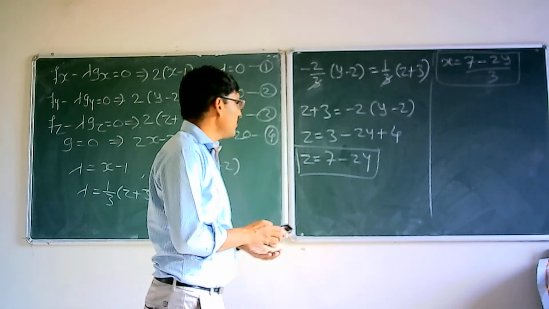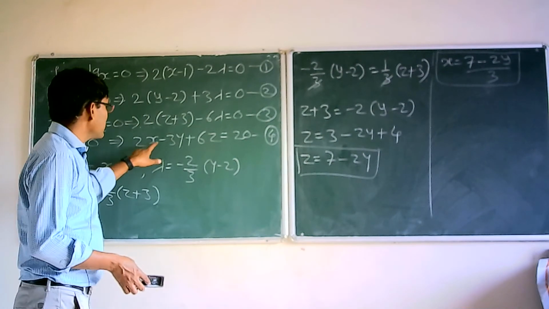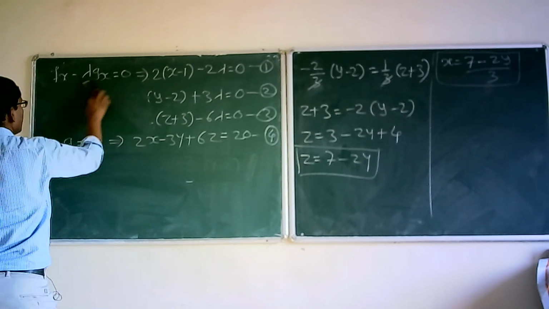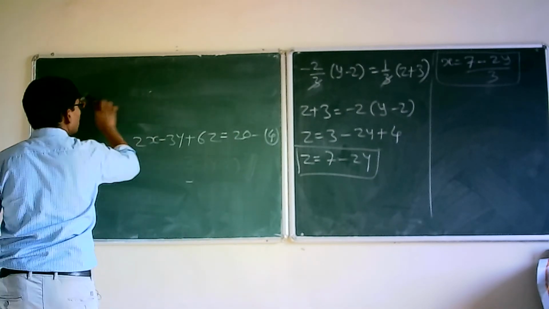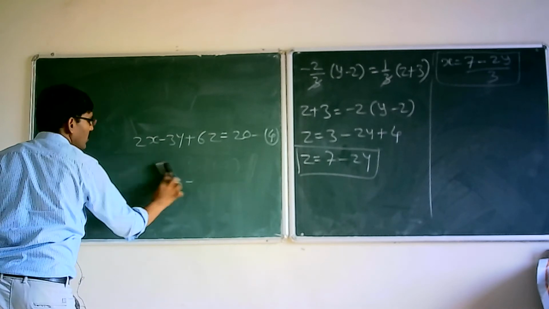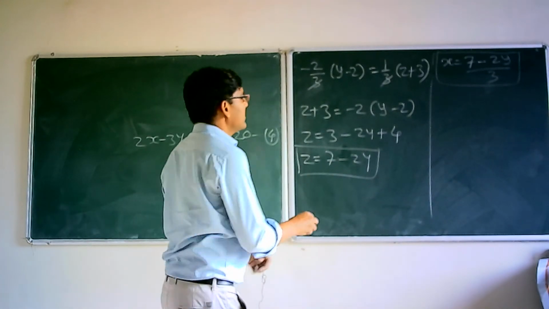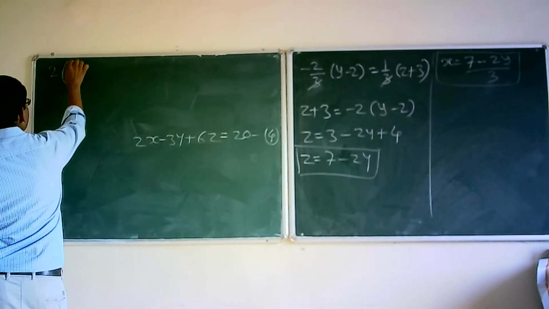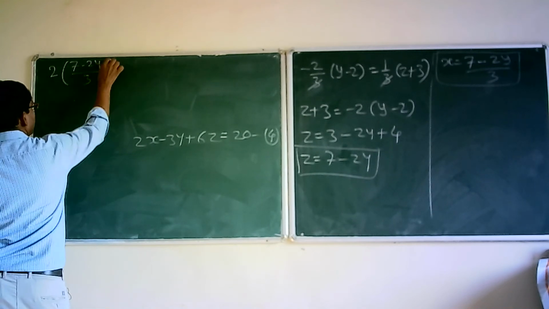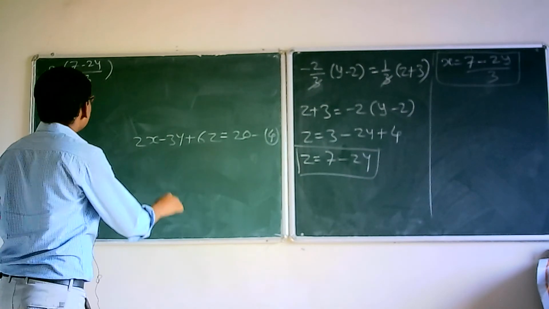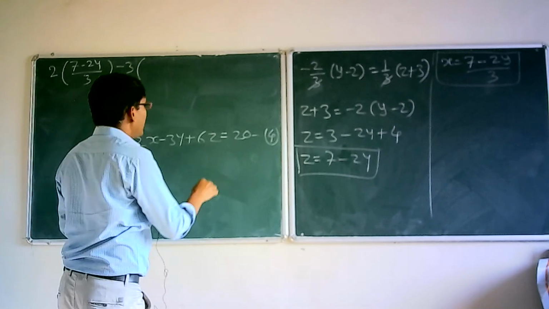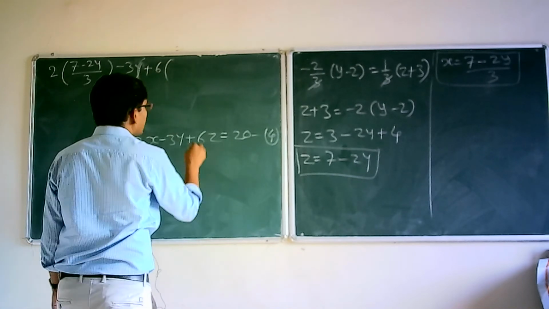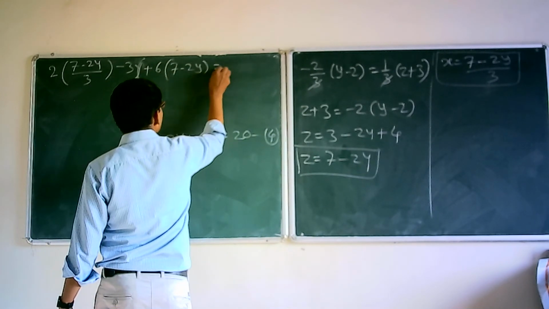Now use equation number 4. What is equation number 4? Twice x minus 3y plus 6z is equal to 20. So if we use this equation, twice x, where x is equal to 7 minus 2y divided by 3, so 2 times 7 minus 2y divided by 3, minus 3y as it is, plus 6z, where z is 7 minus 2y, equal to 20.